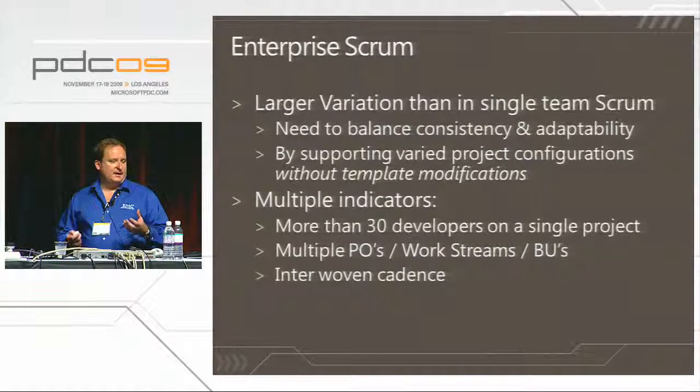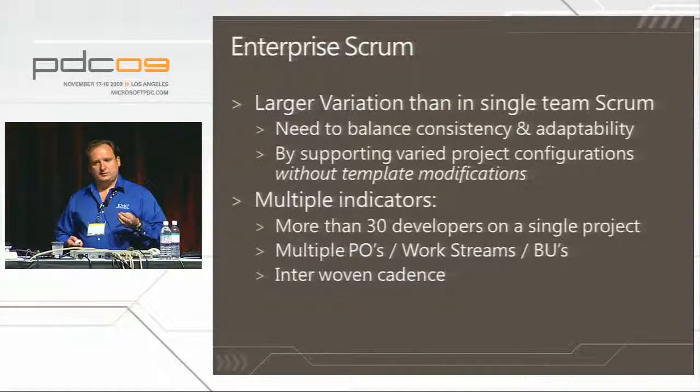So when we're talking about enterprise Scrum, the irony is that you actually get more variation than you do with single team Scrum. The reason for this is that you're going into more brownfield environments, with pre-existing departments, different code bases, different structures, offshoring, acquisitions, all that sort of stuff. But on the other hand, you've got the enterprise need for consistency in tooling. So when you're talking about enterprise Scrum tooling, you need to balance this consistency and this adaptability.